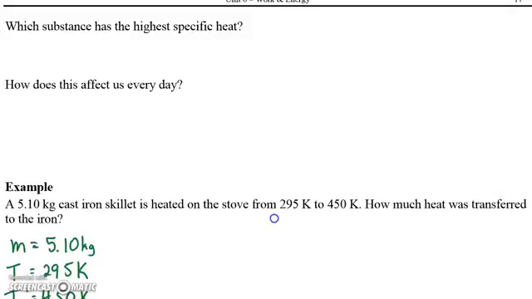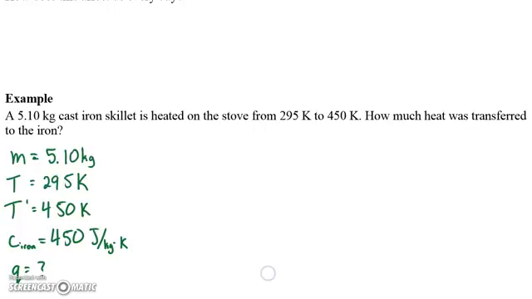So what we also want to talk about though is this example. If we have a cast iron skillet and it's heating up to between these two temperatures, how much heat was transferred? Well, we just write out our givens. We're given kilograms and temperatures. We use the chart above to figure out the specific heat, the value of C for iron, which is 450 joules per kilogram Kelvin. And then we just figure out Q. And remember, our equation for Q is M times C times the change in temperature. And then we just have to plug everything in.